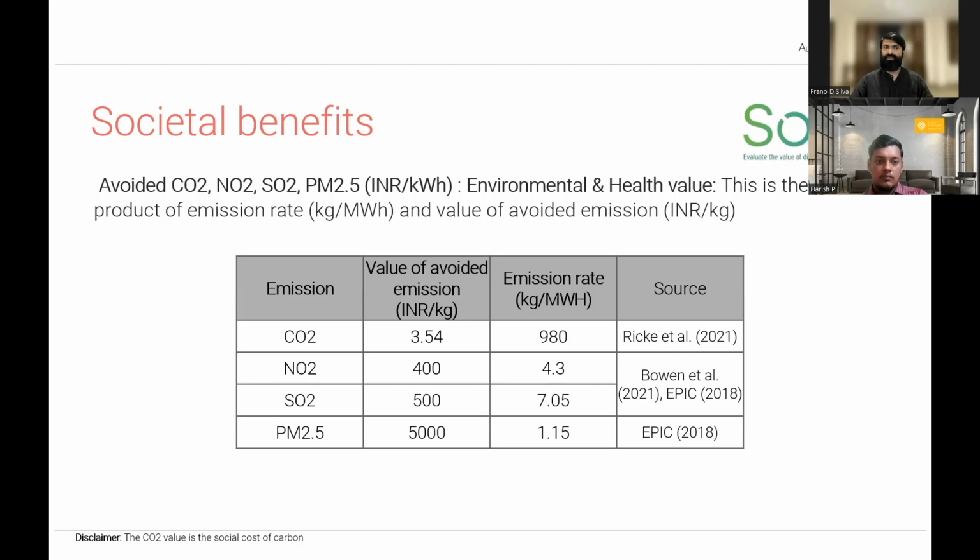So in case we are to avoid carbon dioxide, NOx, SOx, and particulate matter 2.5, we take the combination of the value of avoided emission and emission rate to determine the environment and health value, which is then used to calculate the per unit avoided cost of these pollutants.